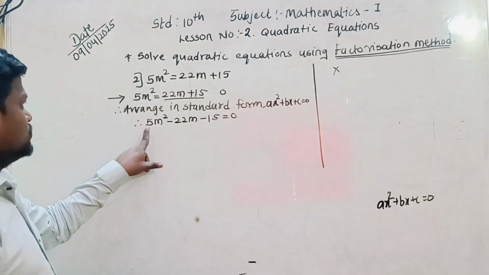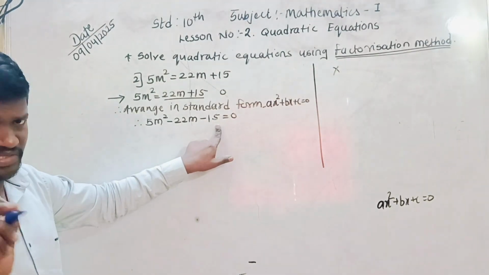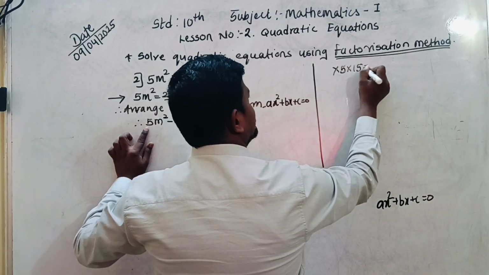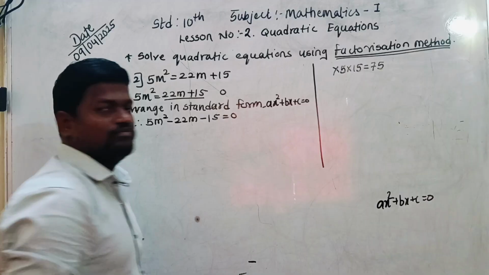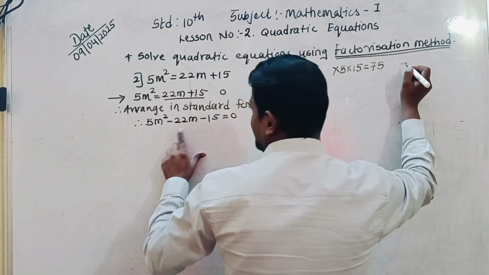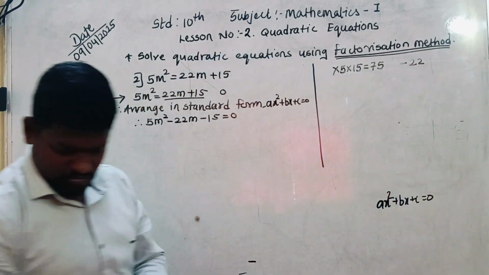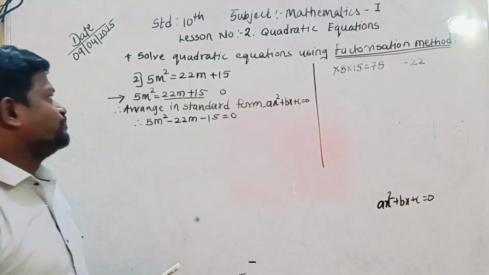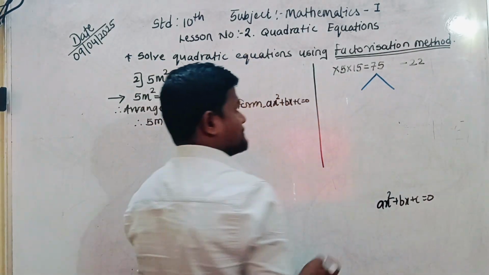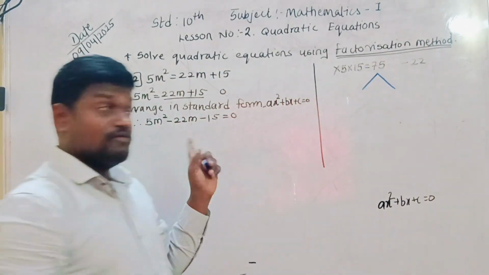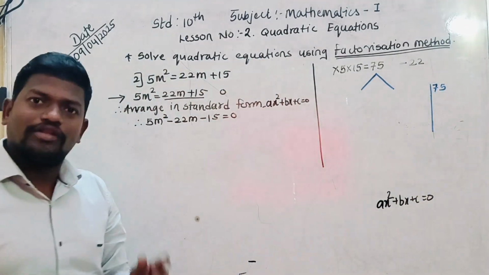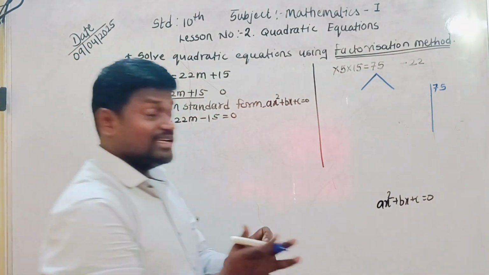Multiply. I told you to multiply the first number and third number. So 5 multiplied by 15, we get 75. So the multiplication is 75. Check the last sign. The last sign is minus and the middle number is 22. If you don't know the factors, first find the factors. So for this we factorize the number 75.